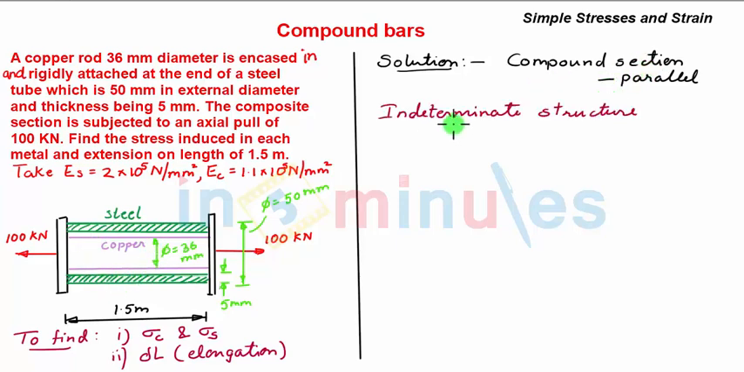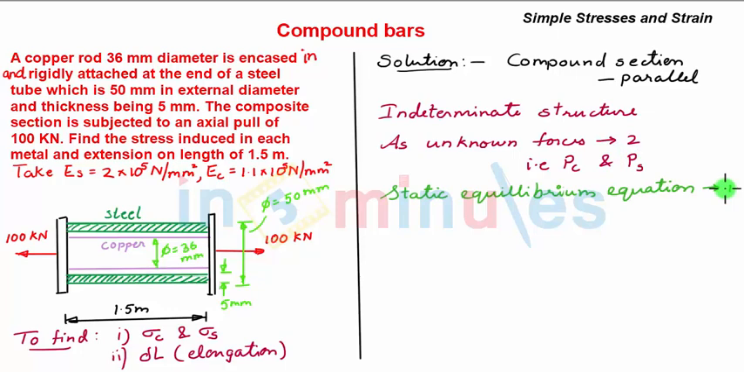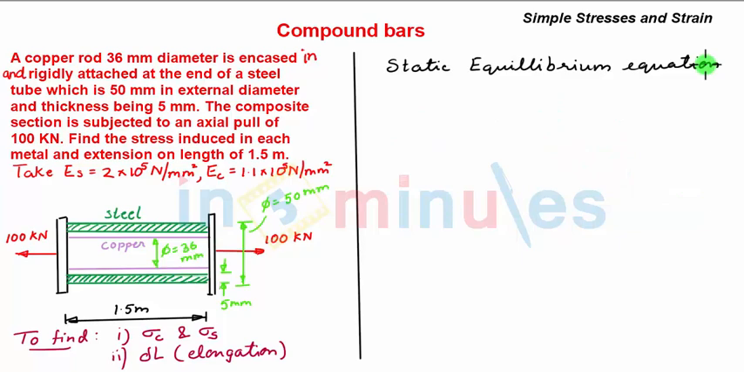The composite section is also an indeterminate structure as unknown forces are 2, that is load shared by copper rod Pc and load shared by steel tube Ps, and the static equilibrium equation that can be applied to solve the problem is only one, that is summation of Fx is equal to 0, since the only load which is being applied is a longitudinal load in the x direction.